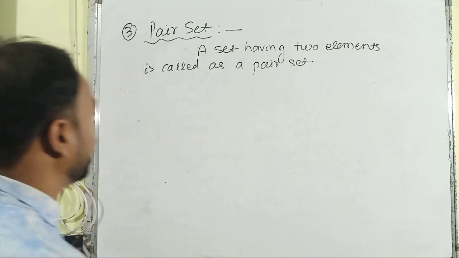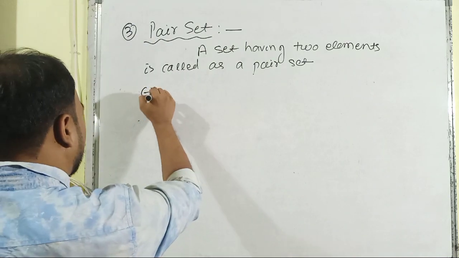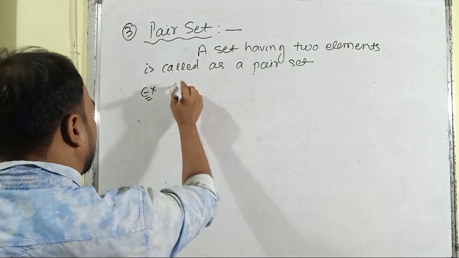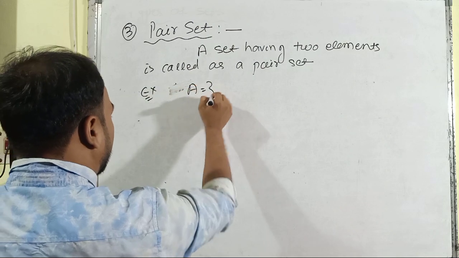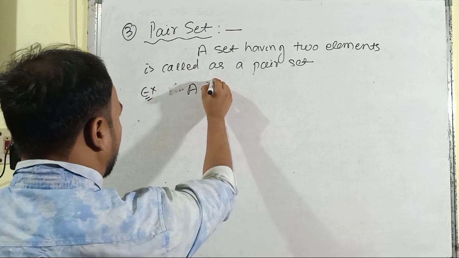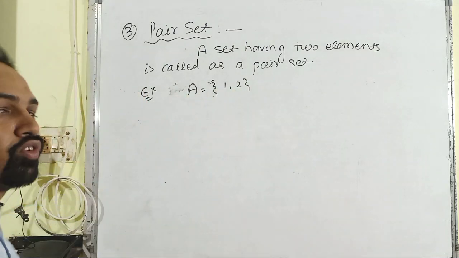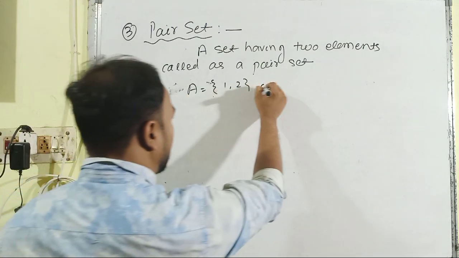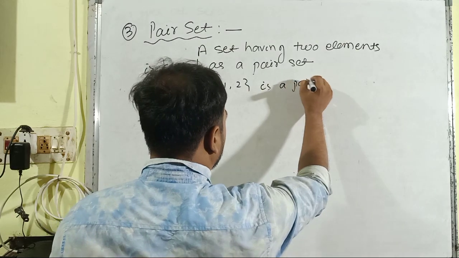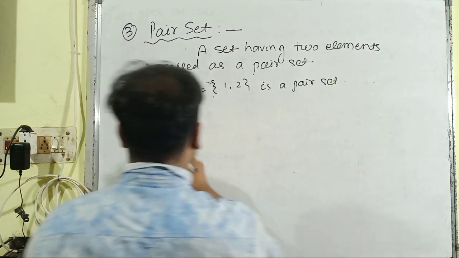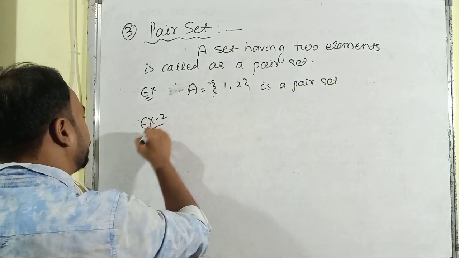Let us go through some examples here. If I take a set A and the elements 1 and 2, that means it consists of 2 elements only. That means it is a pair set. Then example number 2.